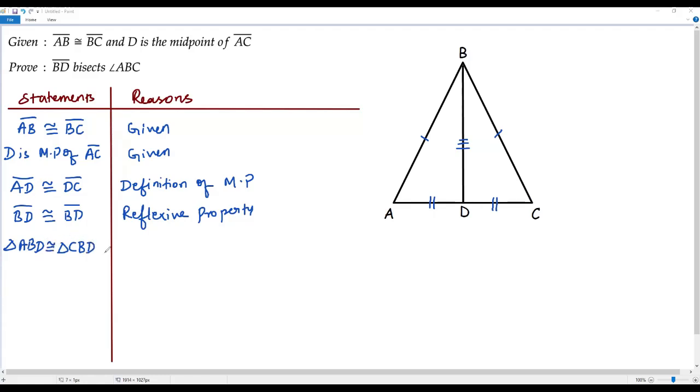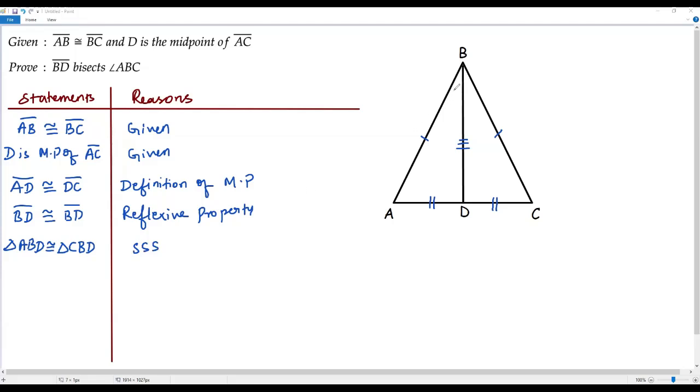How can I say that the two triangles are congruent? By the side-side-side congruence postulate. That is, if three sides of one triangle are congruent to three sides of another triangle, then by the side-side-side triangle congruence postulate, the two triangles are congruent. So now we have proved that the triangle ABD on the left side is congruent to the triangle CBD on the right side. Whenever two triangles are congruent, then the corresponding parts of congruent triangles must be equal.